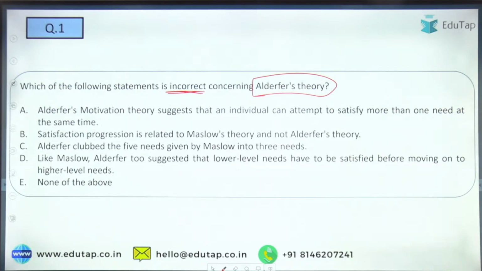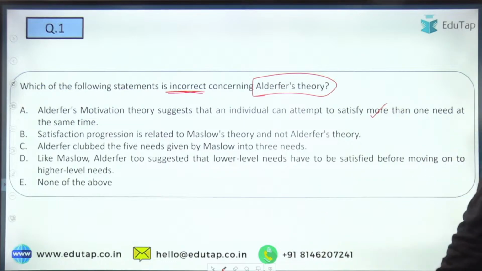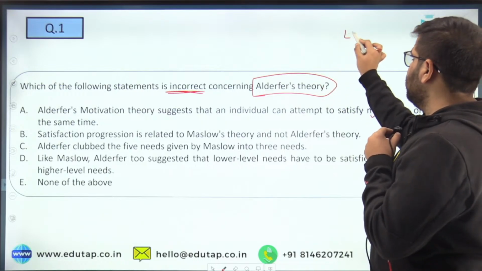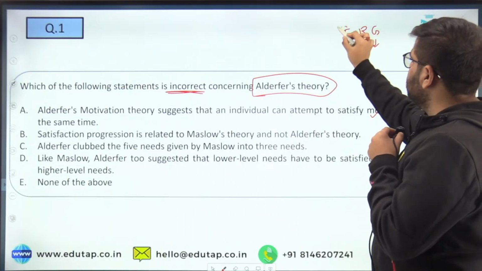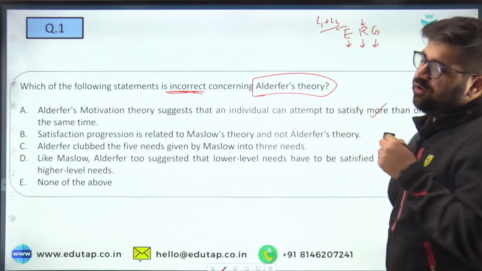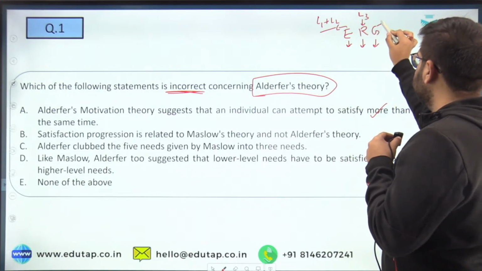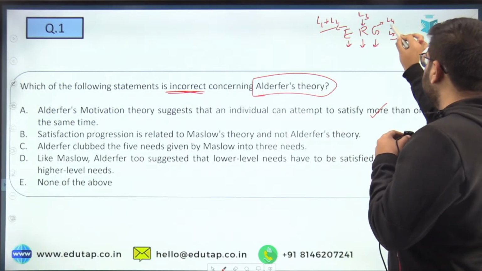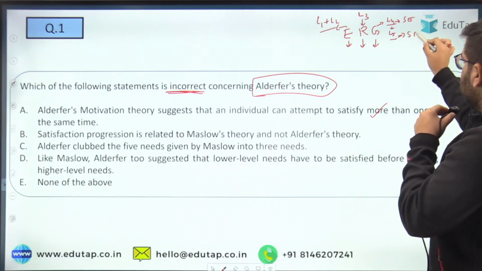Alderfer motivation theory suggests that an individual can attempt to satisfy more than one need at the same time. Yes, this statement is correct, because as per Clayton Alderfer, you can operate on multiple needs. And I hope you know that Alderfer has given you 3 needs, E, R, G: existence, relatedness, and growth. Existence is just for your basic survival. You can say level 1 and level 2 of Maslow. Relatedness is about love and belongingness from your team members. So this is level 3 of Maslow, and growth needs combine level 4 plus level 5 of Maslow. Level 4 of Maslow is what? Self-esteem, and level 5 of Maslow is self-actualization.